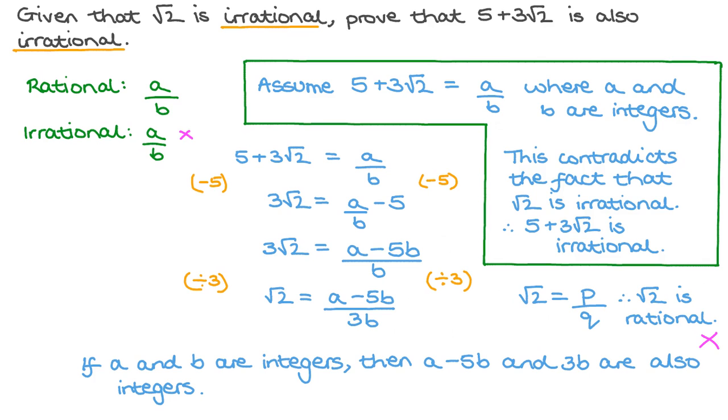So, by assuming that 5 plus 3 root 2 is a rational number, this led to a contradiction of the fact that root 2 is irrational. This means that our original assumption was false, and therefore 5 plus 3 root 2 is irrational.